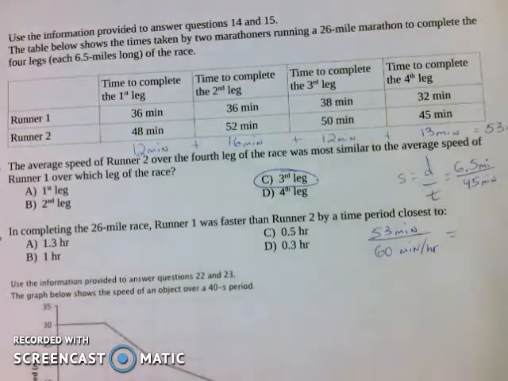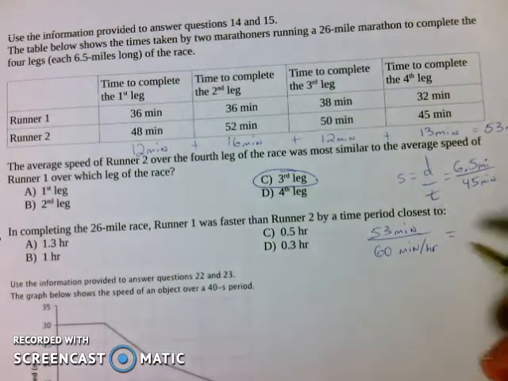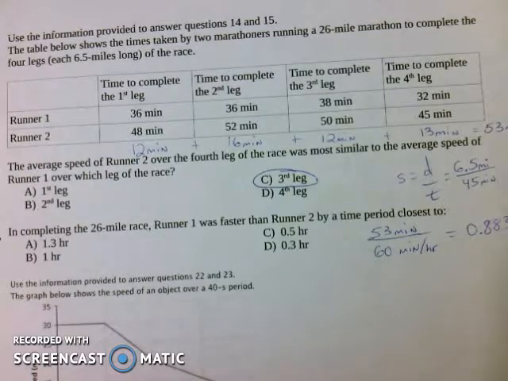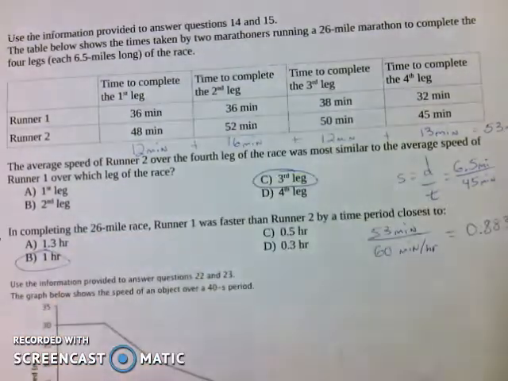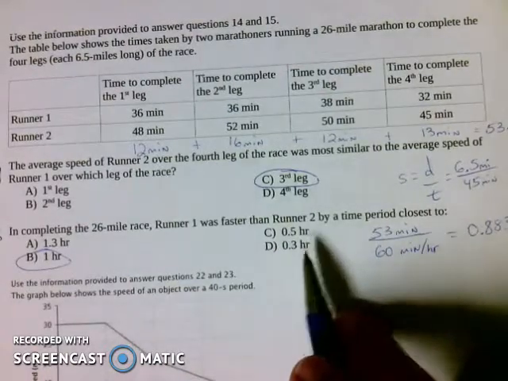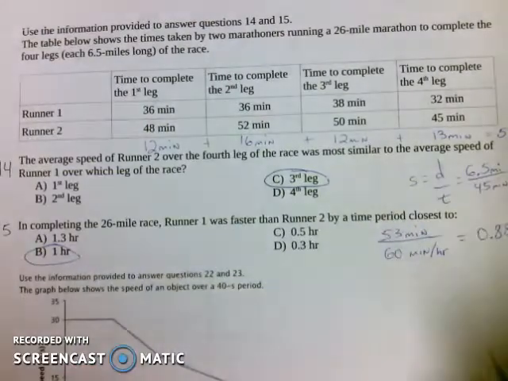Right? And we will get 0.883 hours. So which one of these is it closest to? B. Okay, it's closest to an hour. Certainly a lot more than a half an hour. All right, less than an hour. It's closest to 1 hour.